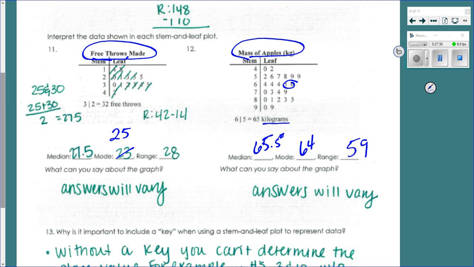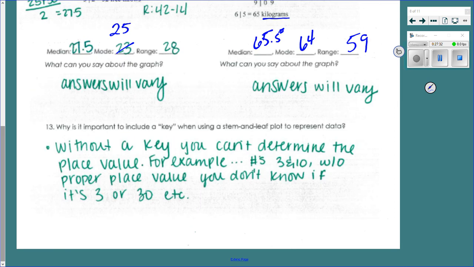Number 13. Why is it important to include a key? Because without it, I can't tell what the play time is. So the key really is like the code to the entire stem and leaf block. Once I understand the key, everything else gets unlocked.